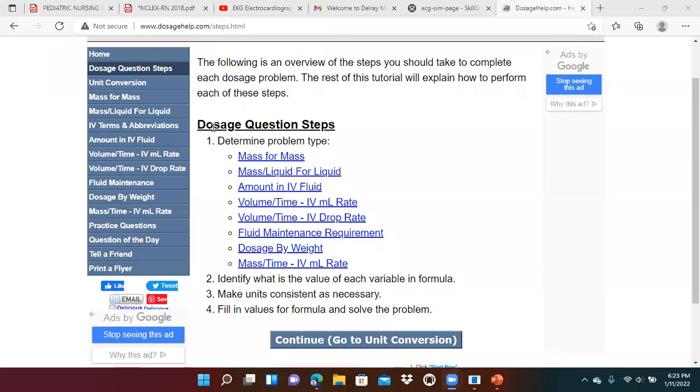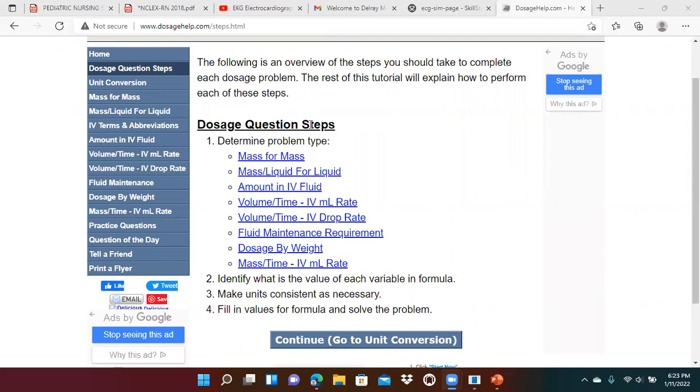So here there's some dose calculation. The following is an overview of the steps you should take to complete each dose problem. The rest of this tutorial will explain how to perform each of these steps.